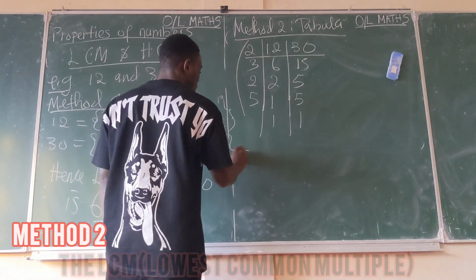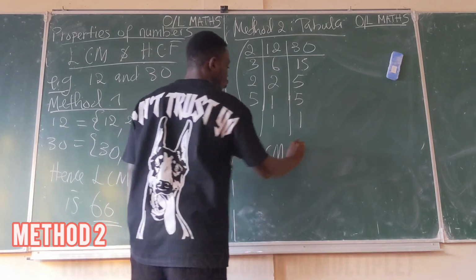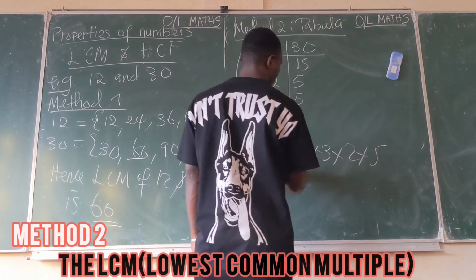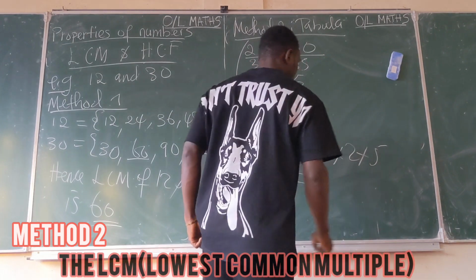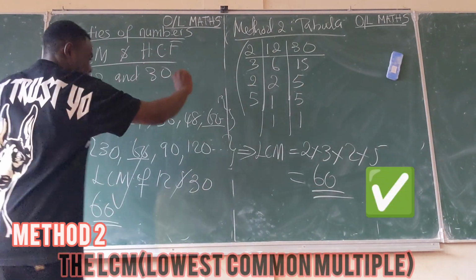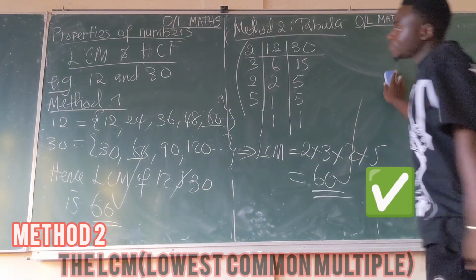So it implies that what? The LCM equals 2 times 3 times 2 times 5. You do that properly. 2 times 3 is 6, 6 times 2 is 12, and 12 times 5 is 60. That's the LCM. You see that in method 1 we have the same answer, and in method 2 we have the same answer.